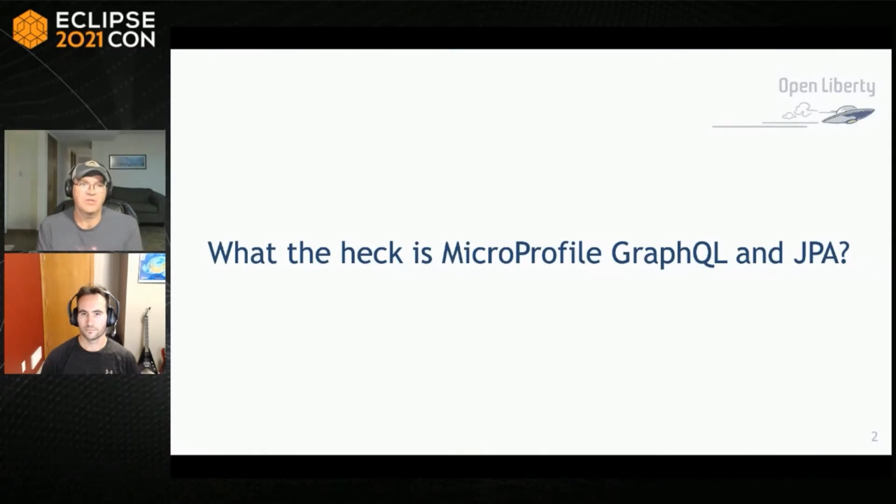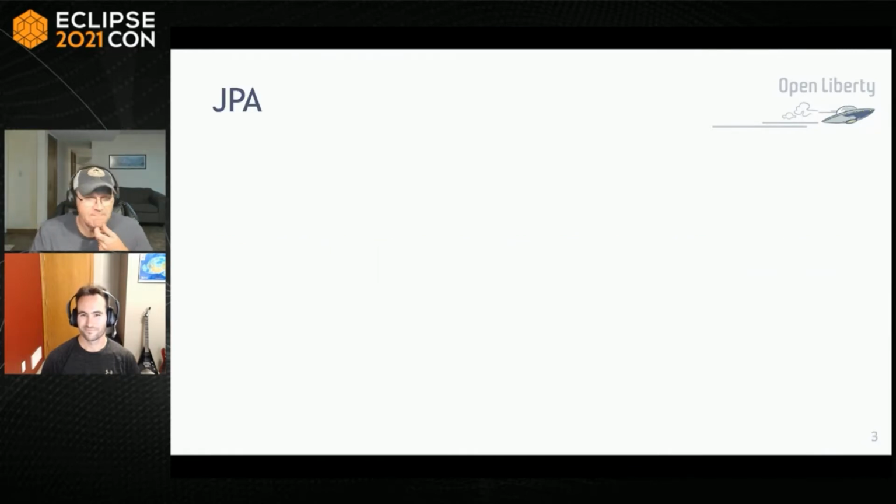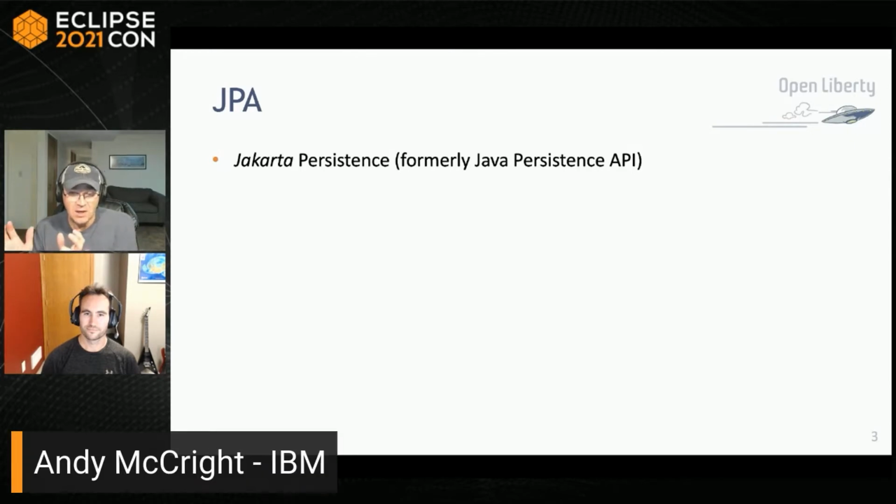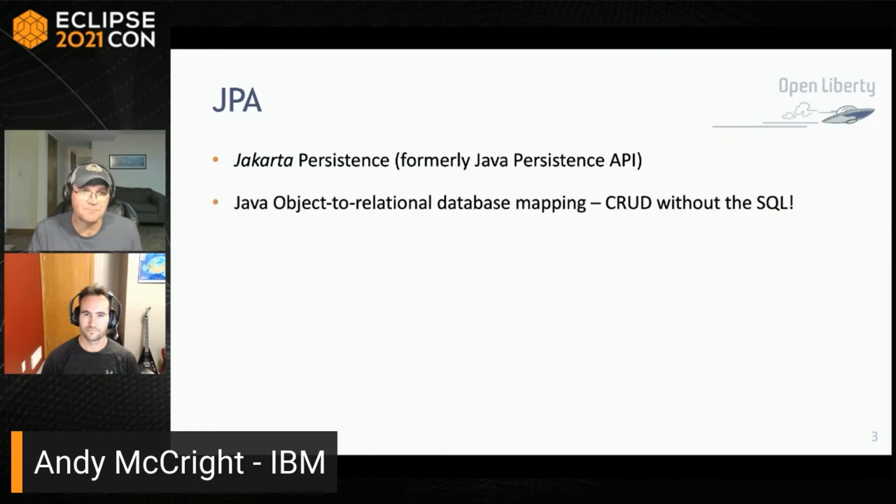So first question you want to ask is, what the heck is MicroProfile GraphQL and JPA? Excellent question. Let's start off with JPA. So JPA is the Jakarta Persistence APIs, formerly known as Java Persistence APIs. The name change came about right around the time when Oracle donated the Java EE projects and specifications over to the open source community, and they came under the stewardship of the Eclipse Foundation.